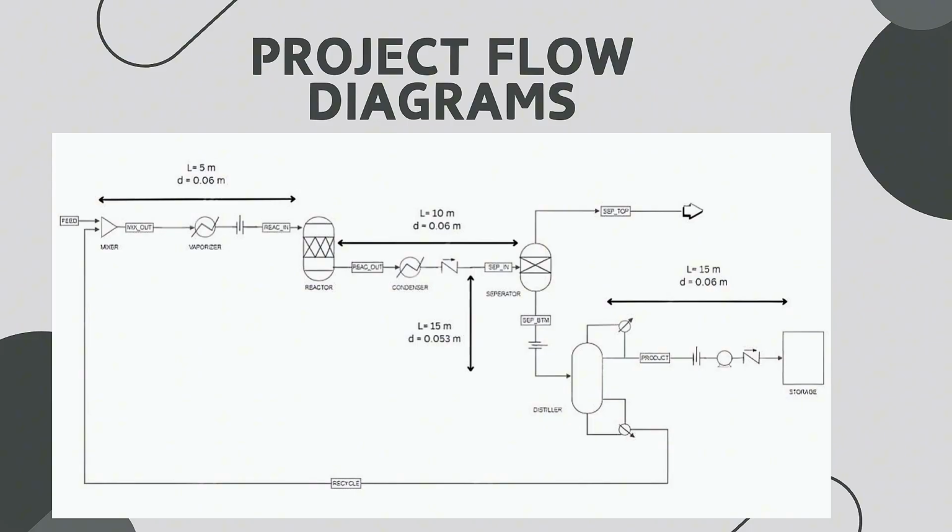After vaporization, the heated feed enters the reactor where the dehydrogenation of isopropyl alcohol takes place. In this chemical reaction, isopropyl alcohol is converted into acetone and hydrogen gas in the presence of a catalyst. Then, the condensation and separation will take place.